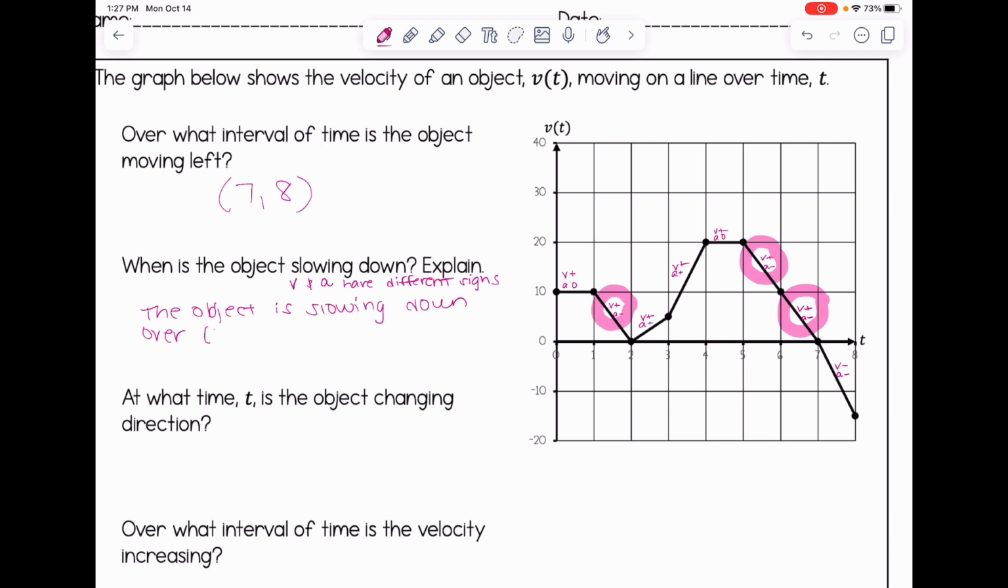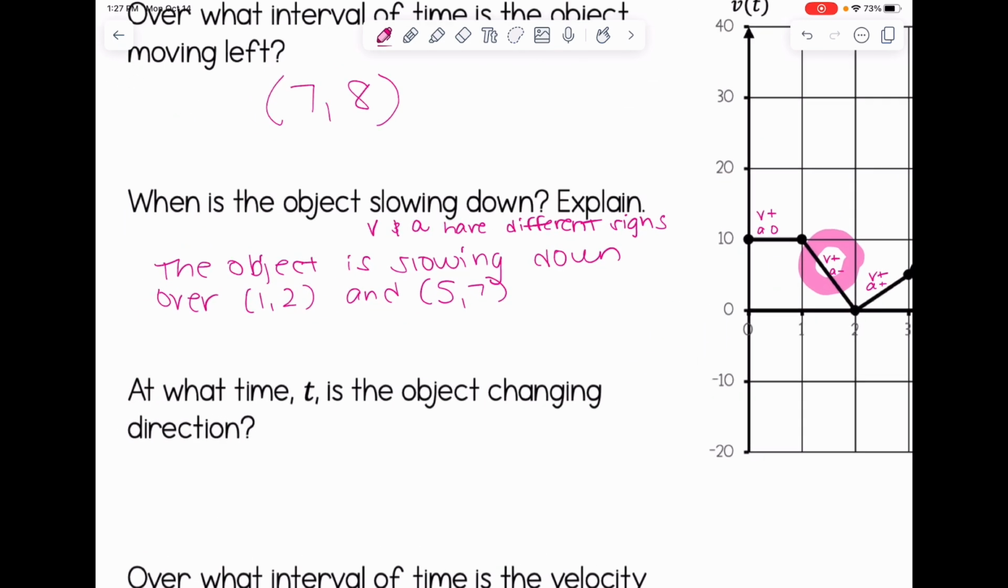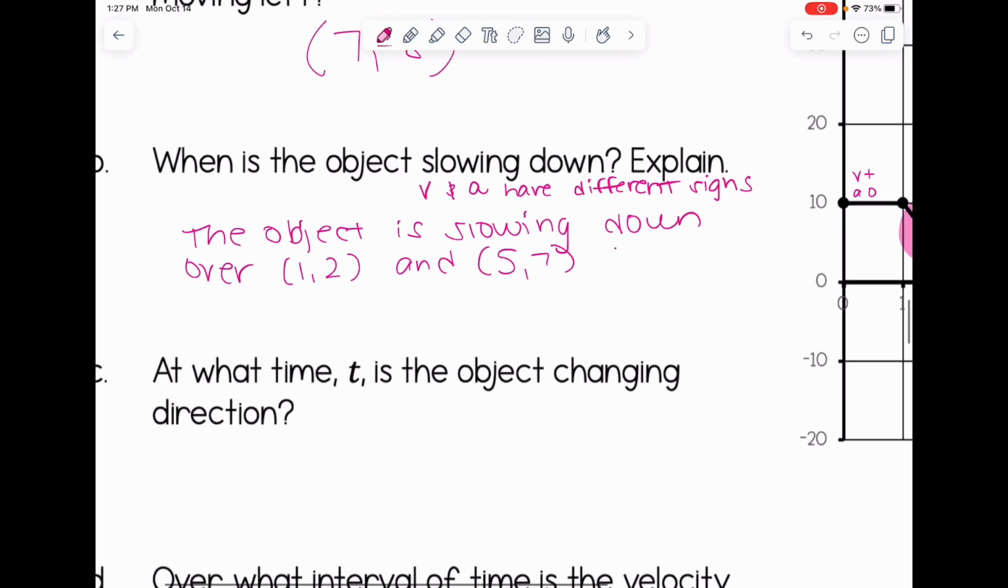So we have the first interval between 1 and 2. And we have the second interval between 5 and 7. And I'll put our answer from before, that this is because velocity and acceleration have different signs.